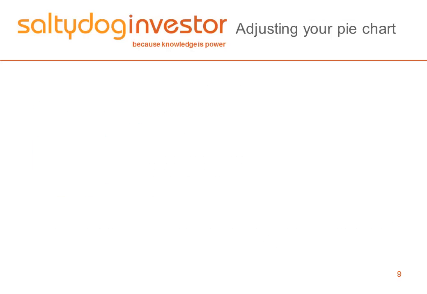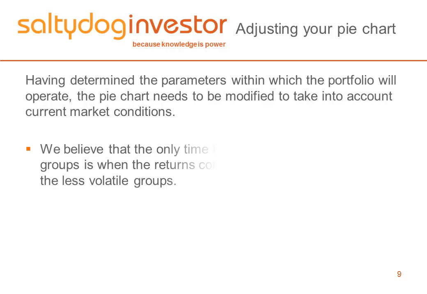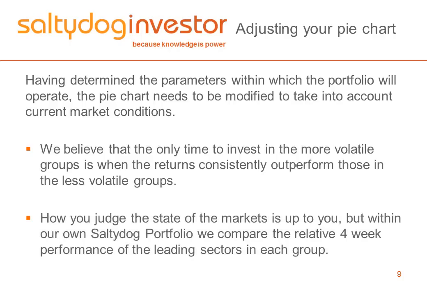Defining a static asset allocation is only half of the story. The key to being active is to fine-tune your portfolio as circumstances change. Having determined the parameters within which the portfolio will operate, the pie chart needs to be modified to take into account current market conditions. We believe that the only time to invest in the more volatile groups is when the returns consistently outperform those in the less volatile groups. How you judge the state of the markets is up to you, but within our own Saltydog portfolio we compare the relative 4-week performance of the leading sectors in each group.